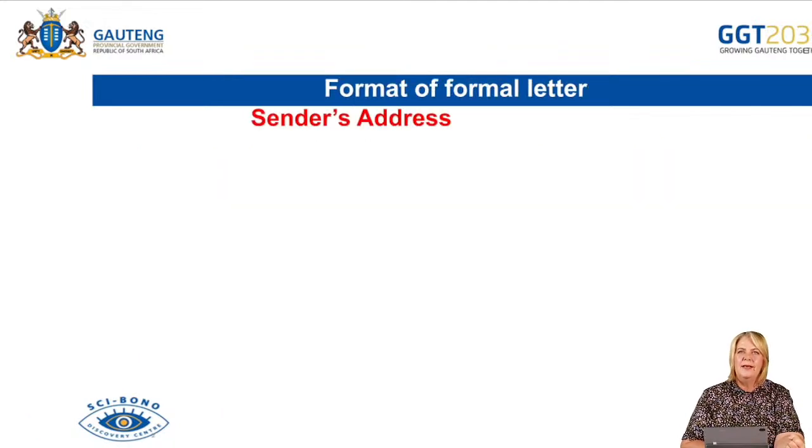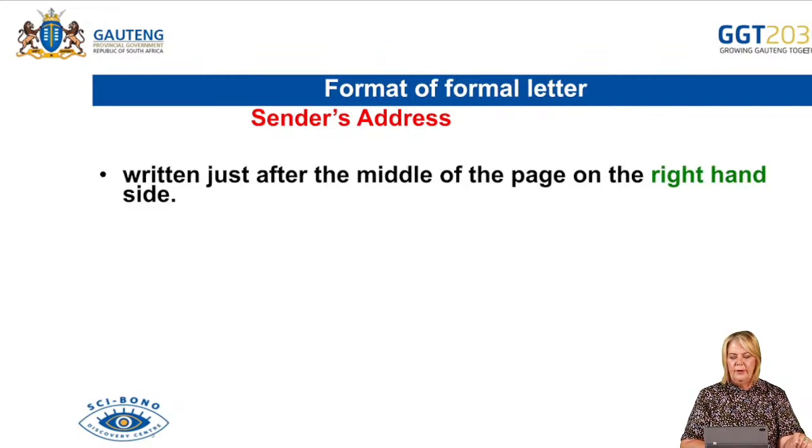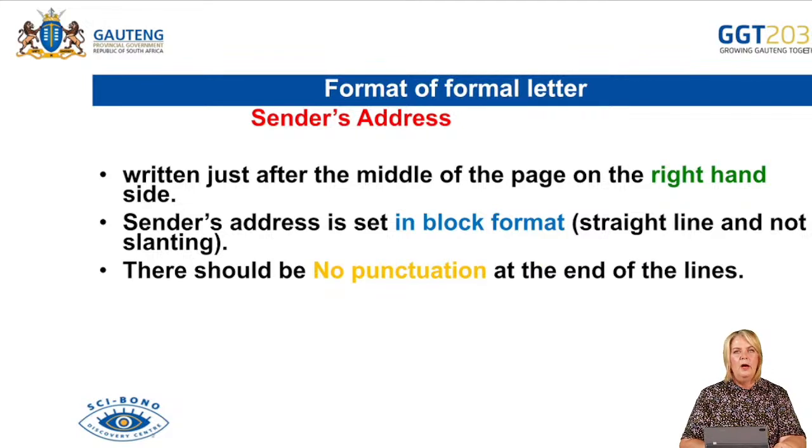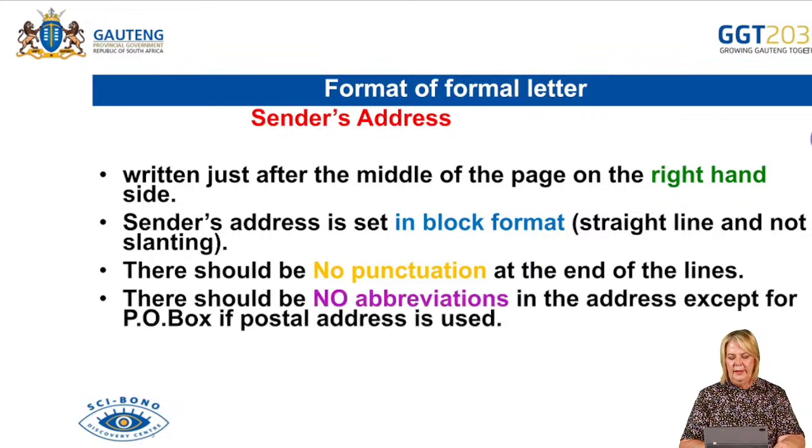Let's take a look at the sender's address. Now, what's the main difference in format between the informal and the formal letter? Number one is in the formal letter, you will have two addresses. The first one is the sender's address, which is the person who writes the letter. It is written just after the middle of the page on the right-hand side. The sender's address is set in a block format. In other words, the lines should fit nicely and snugly underneath one another. There should be no punctuation at the end of the lines.